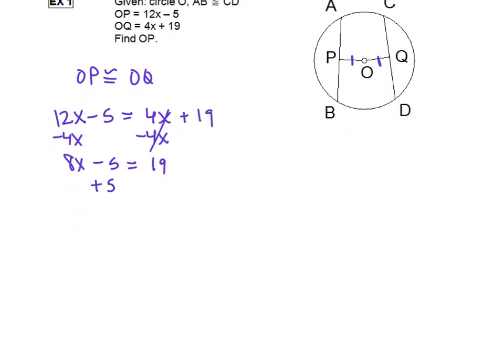Add 5 to both sides. 8x equals 24. Divide by 8, and x equals 3.